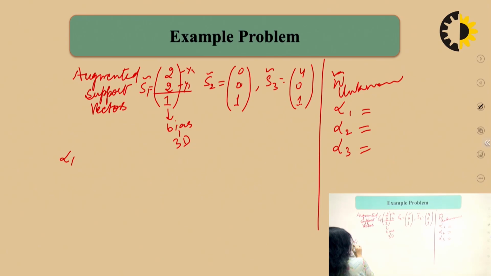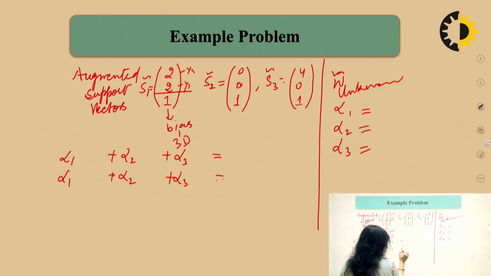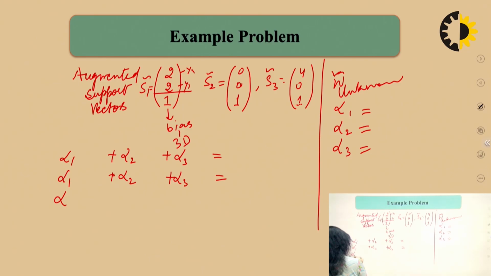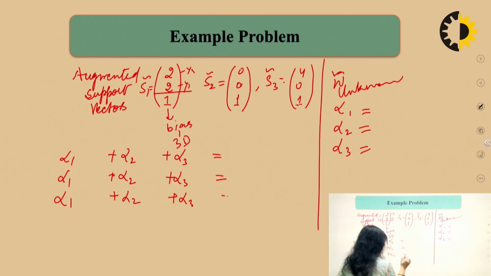For example, I will write alpha 1 plus alpha 2 plus alpha 3 equals something, then alpha 1, alpha 2, alpha 3 equal to something, and alpha 1, alpha 2 plus alpha 3 equal to something. I'm putting up 3 equations here. Now, these unknown variables will be making use of these augmented support vectors.